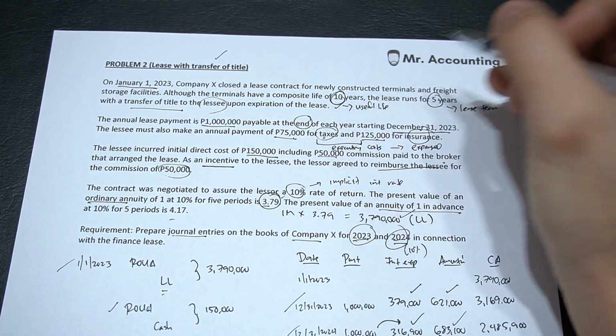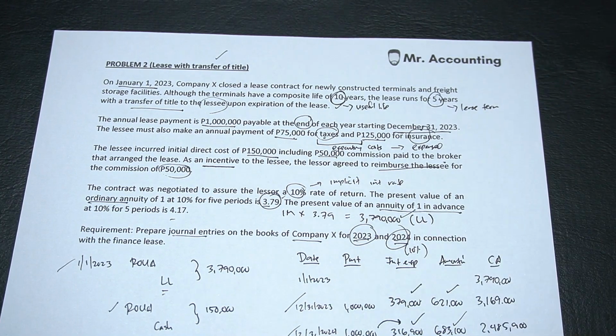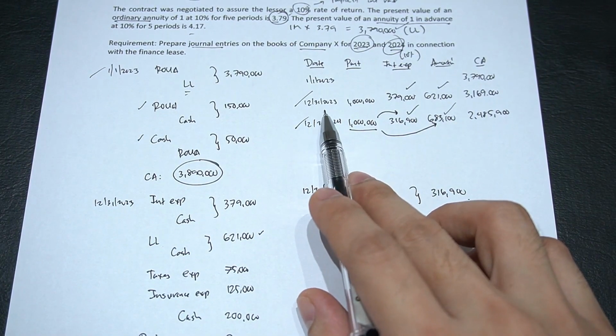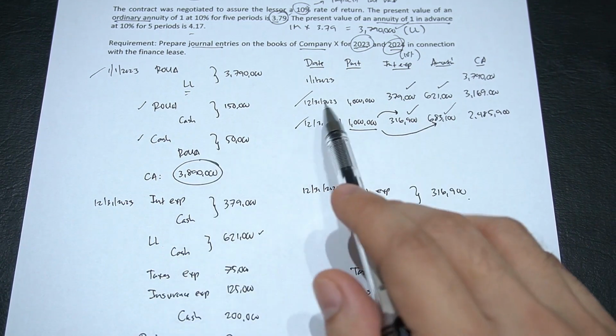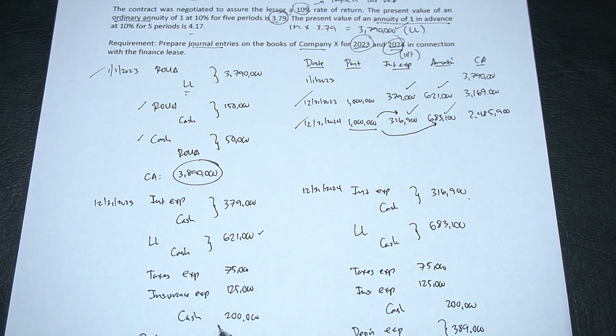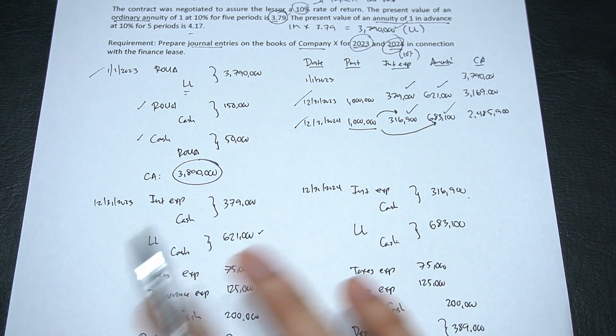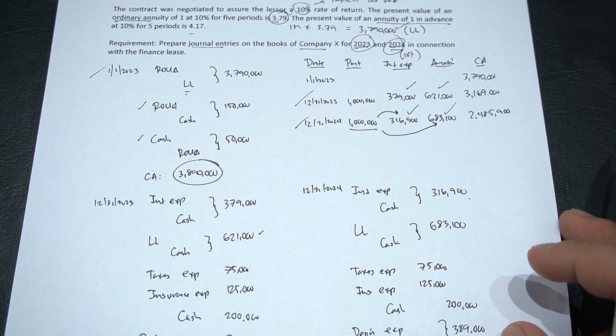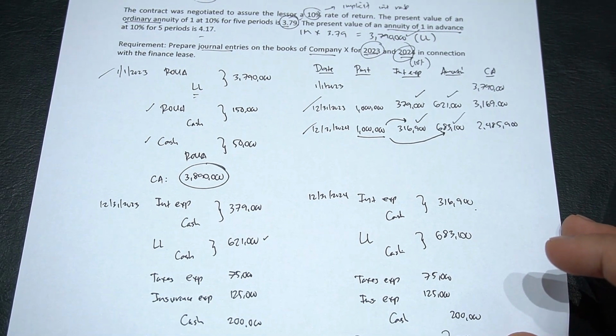for depreciation or yung useful life of the asset. And nalaman din natin kung paano yung journal entries kapag every December 31 yung bayaran. Okay? Unlike yung problem 1, January 1, mas mahirap kasi sa January 1, meron ka pang additional journal entry. If every December 31, wala na. Alright? So, yan. This is how you do pag lease is with transfer of title.